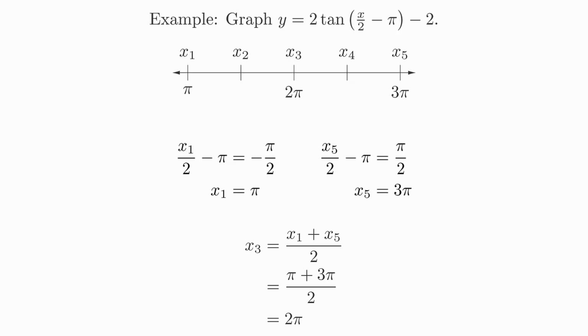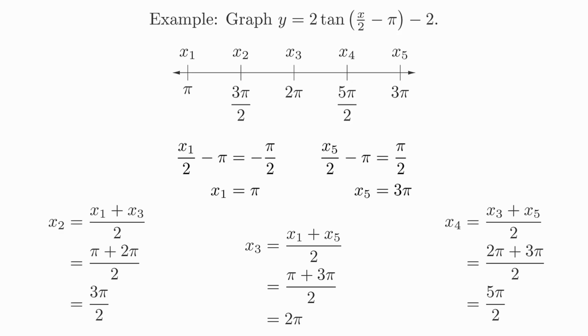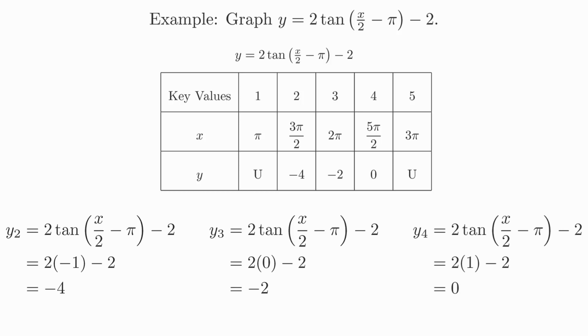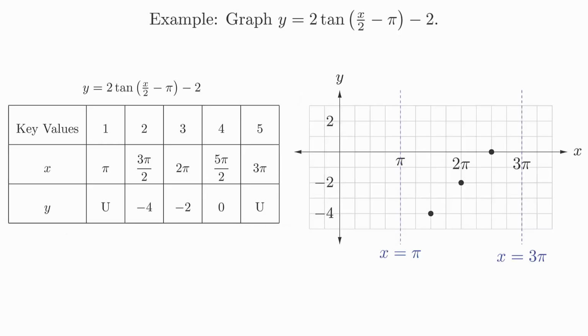The midpoint of this interval is 2 pi, and the midpoints of the new intervals are 3 pi over 2 and 5 pi over 2. We can now take the y-coordinates and substitute to get the transformed values. We multiply the base values by 2 and then subtract 2. This gives us points and asymptotes that we can plot and use to sketch the graph. Lastly, we can use periodicity to graph the other branches of the function.